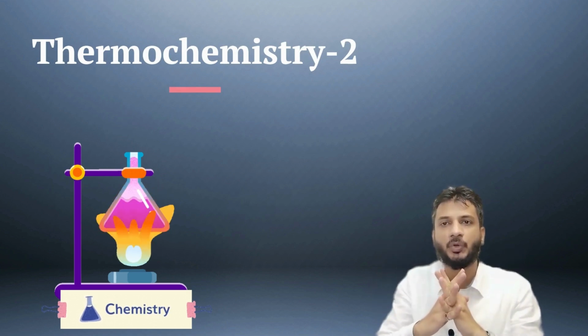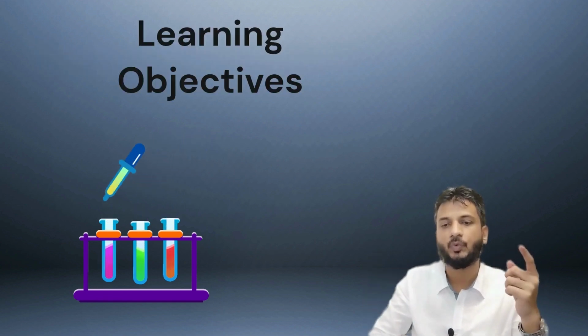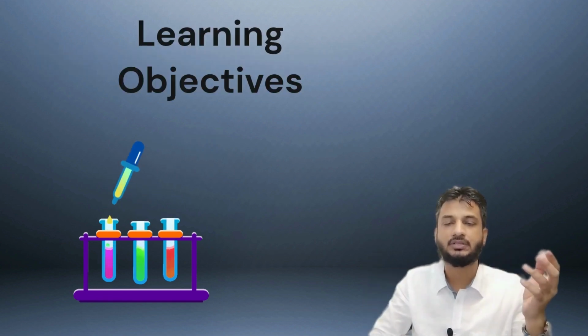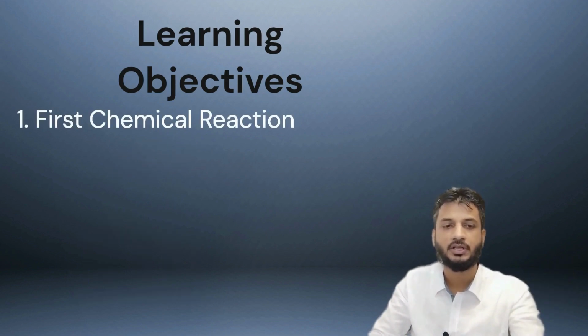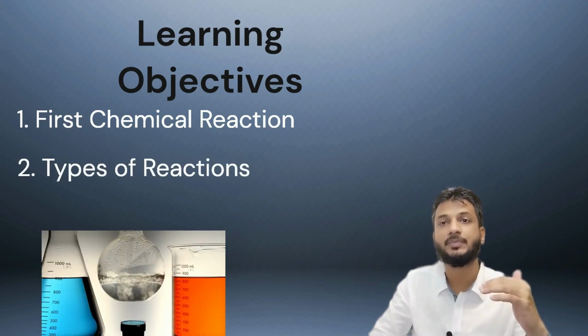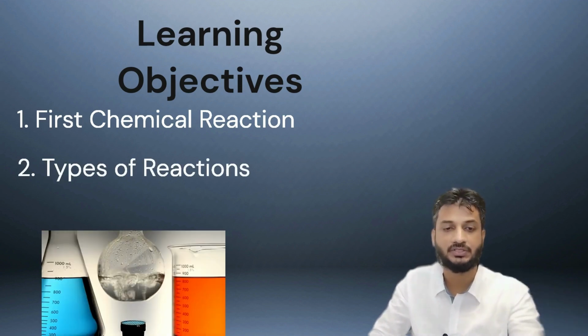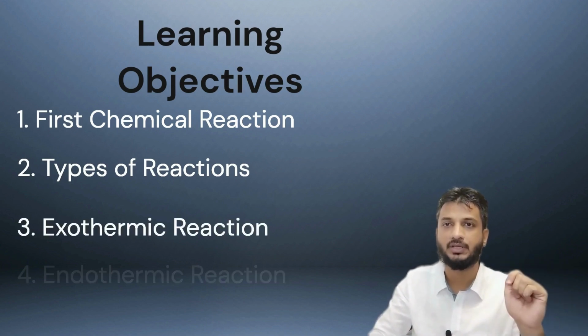So in this video we are going to talk about the following learning objectives. Number one, what is the first chemical reaction that was done? A bit of history of chemical reactions. Number two, what are the common chemical reactions and what happens to the heat in these reactions? Number three, what is an exothermic reaction? And number four, what is an endothermic reaction?